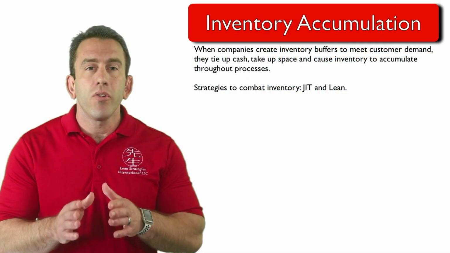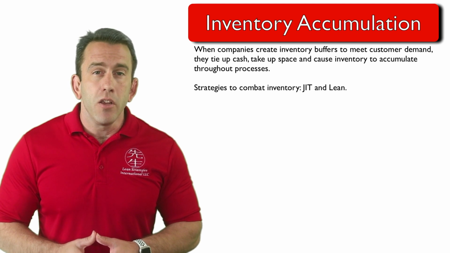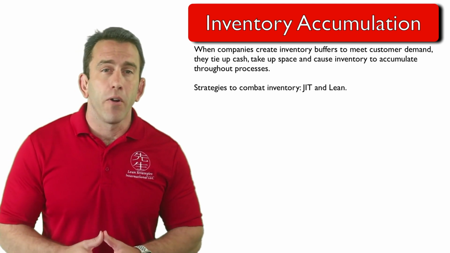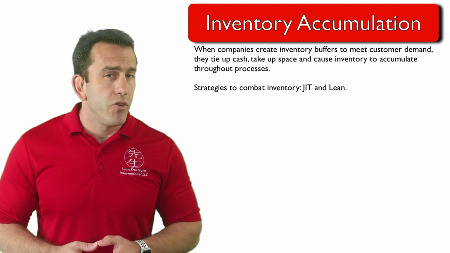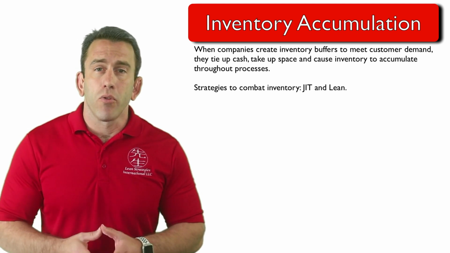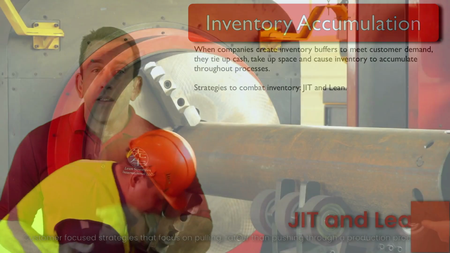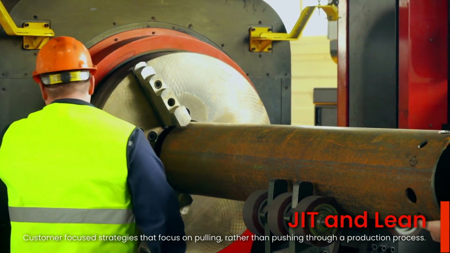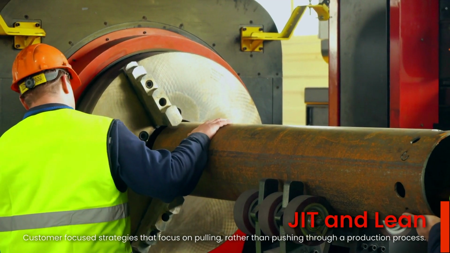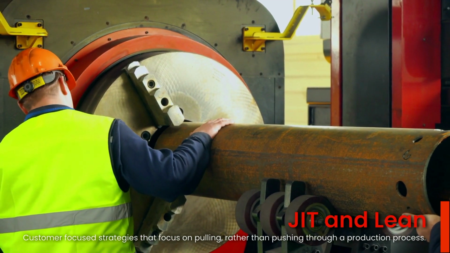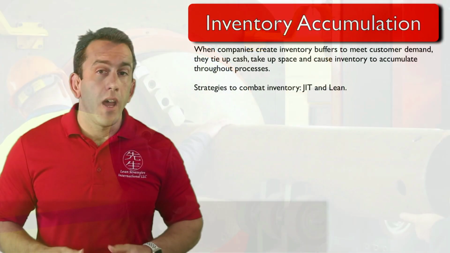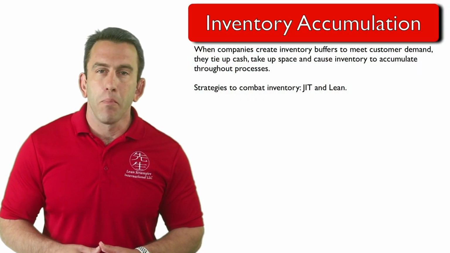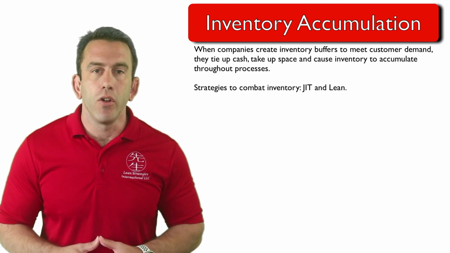These are two distinct strategies that have been used to deal with inventory buildup over a long period of time. Those two strategies are the just-in-time strategy and Lean. These two strategies are customer-focused strategies that focus on pulling materials rather than pushing them through a production process. This in turn helps eliminate many of the causes of inventory buildup all throughout a company's value stream.